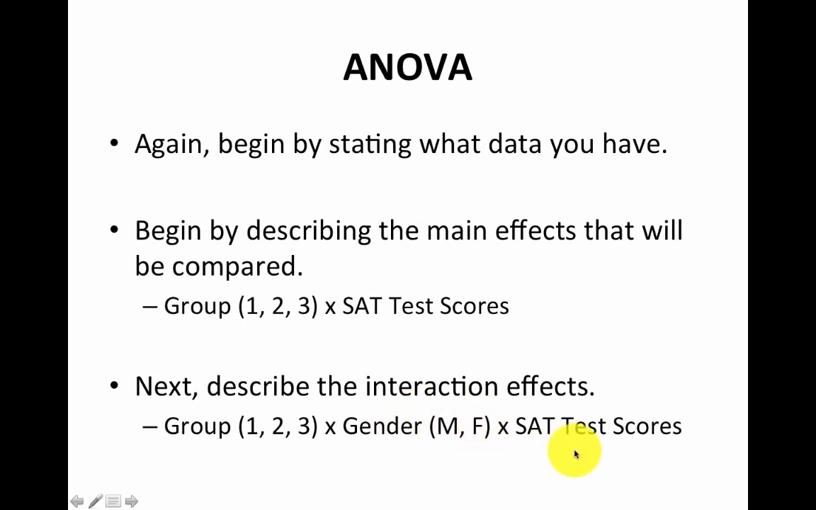So in this case, you want to compare students' SAT scores based on group and gender at the same time. So you want to see if it made a difference if you were male or female in either of these 3 groups on that one dependent variable. So this is an interaction effect. So you want to describe main effects first, then interaction effects.